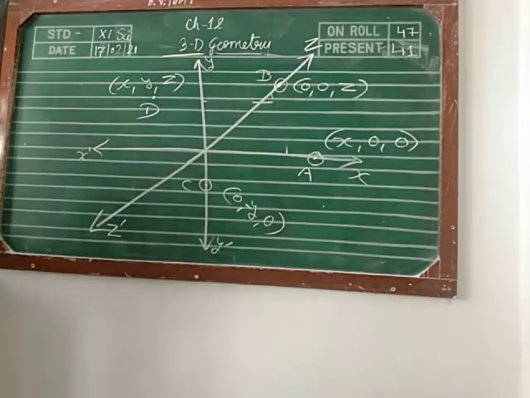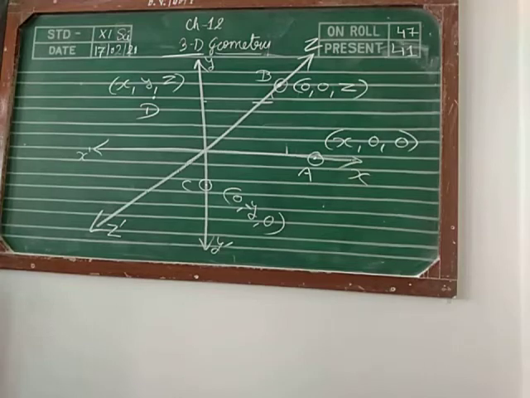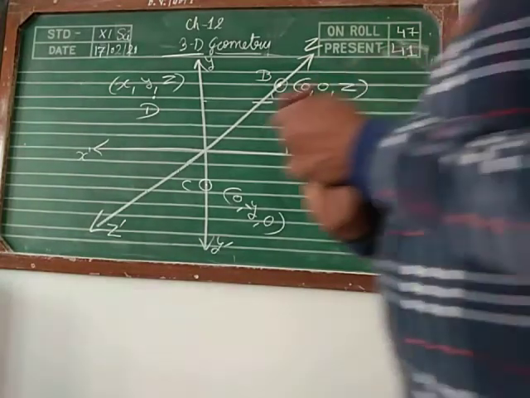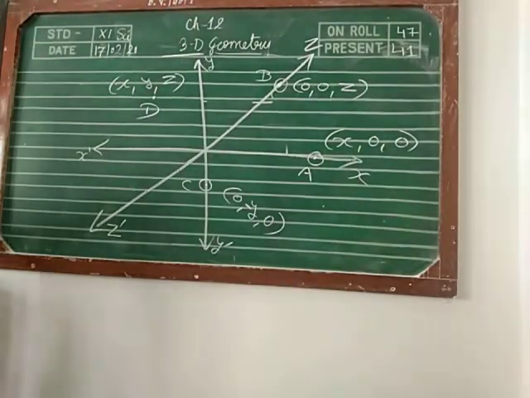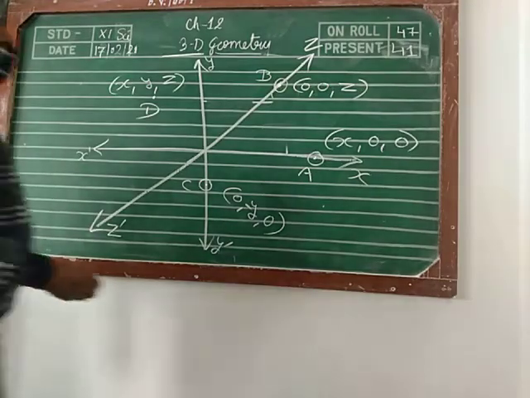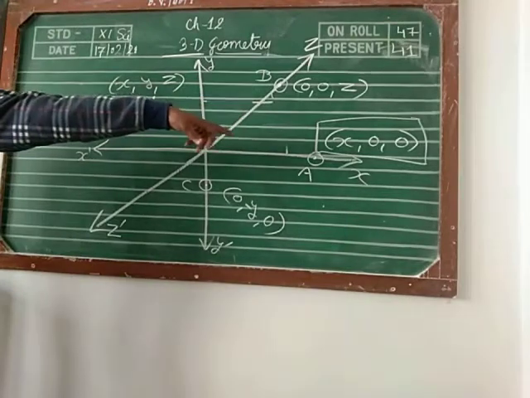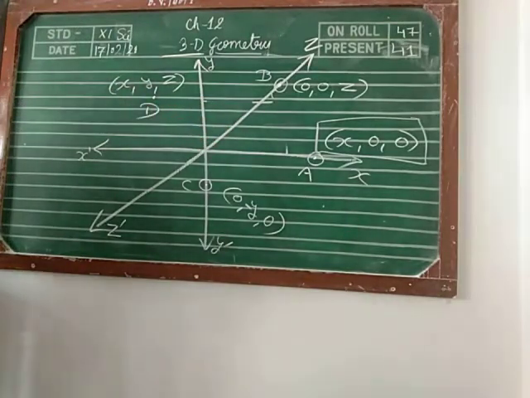Then come on, exercise first. In the first exercise, the first question is: the point is on the x-axis. Tell me the answer for the first question. (x, 0, 0). This is the answer for the first question. Yes, the point is on the x-axis, and this is the coordinate.